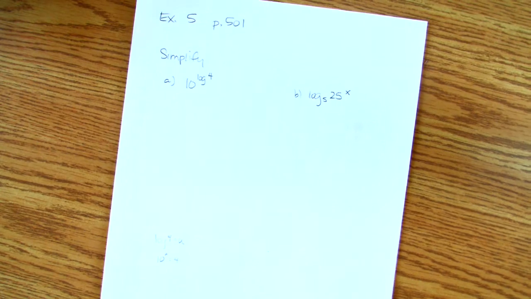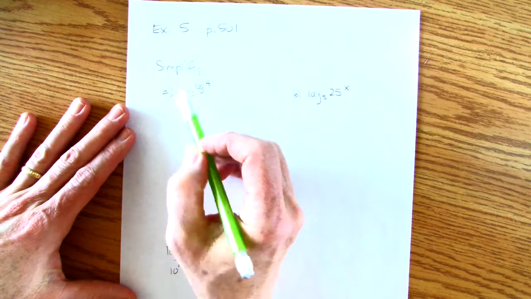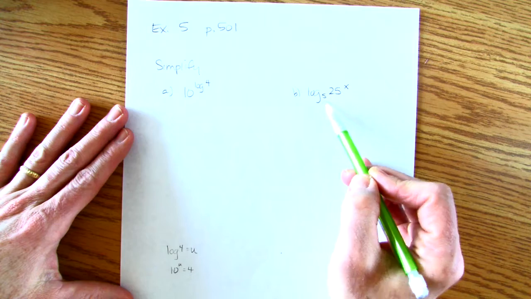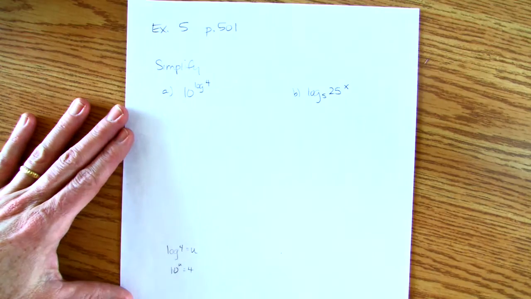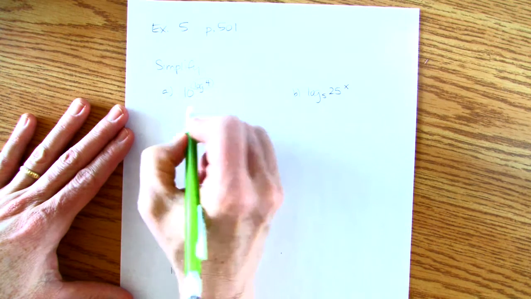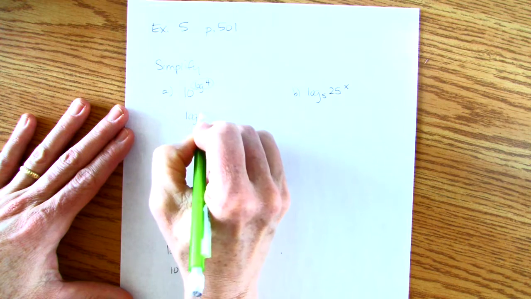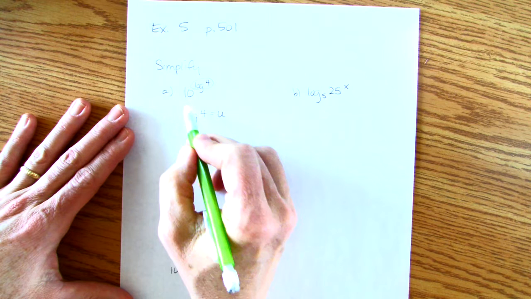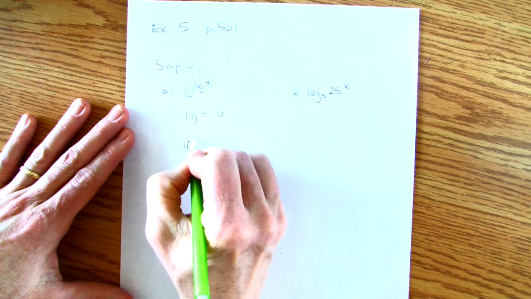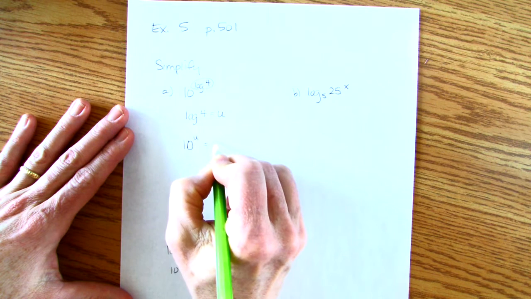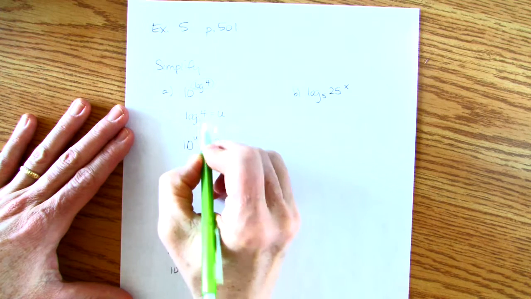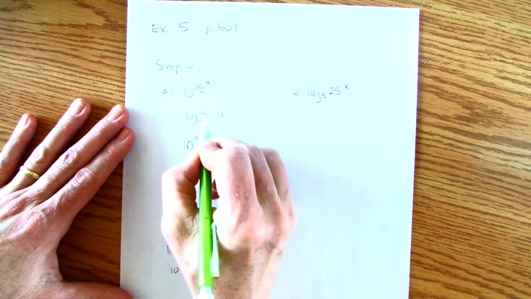So here's example 5. And this is this idea of a log undoes an exponent and an exponent sort of undoes a log. But again, I'm going to use a definition. So I'm just going to call this, and you'll learn this in calculus, I'm going to call that u. So if I let log of 4 be u, now I can rewrite this as 10 to the u equals what? And remember, this is 10 to the u equals 4.